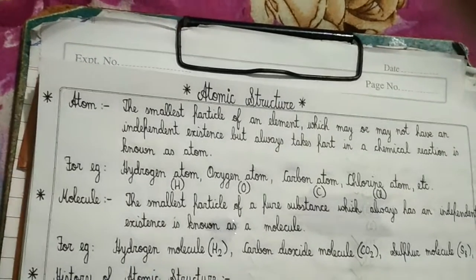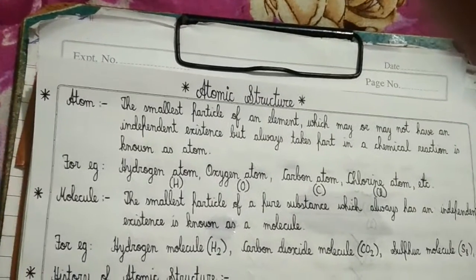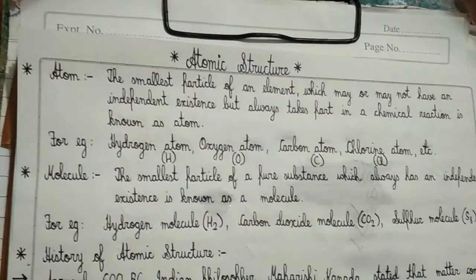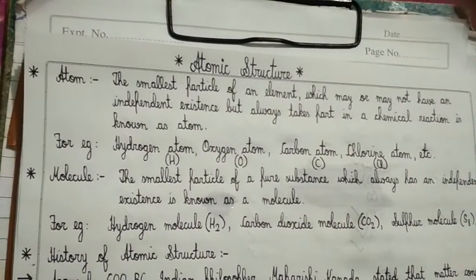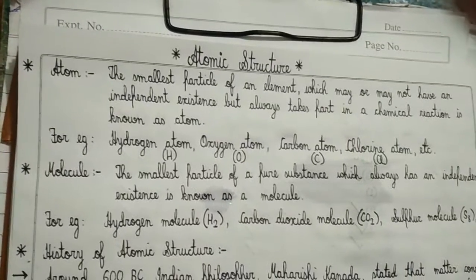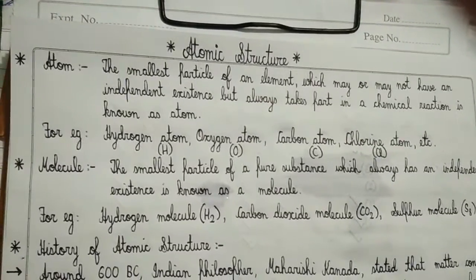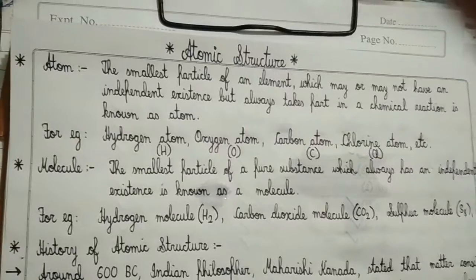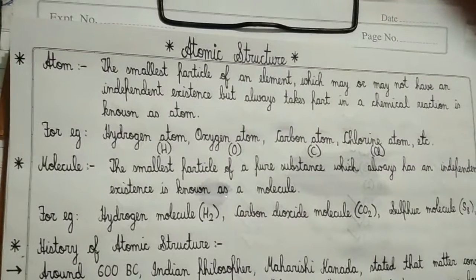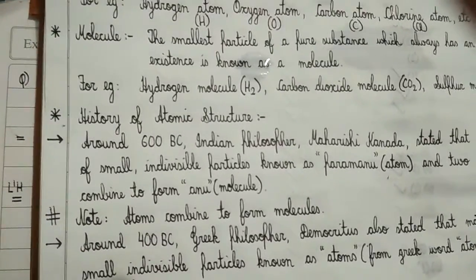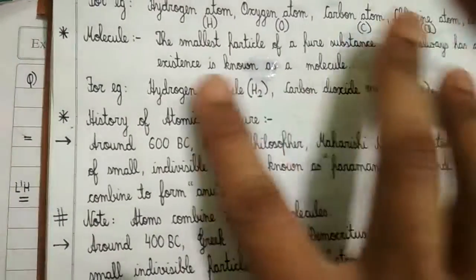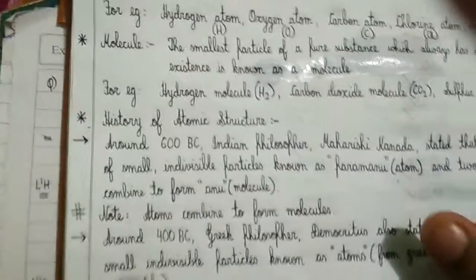But at the same time, we have oxygen and hydrogen, whose atoms are not stable enough to exist independently, and therefore they combine with other atoms. Two hydrogen atoms combine to form a hydrogen molecule, meaning the molecule exists independently, not the atom. Then two atoms of oxygen combine to form an oxygen molecule, and so on. There are many more examples. Now let's talk about the history of this topic, that is, atomic structure.